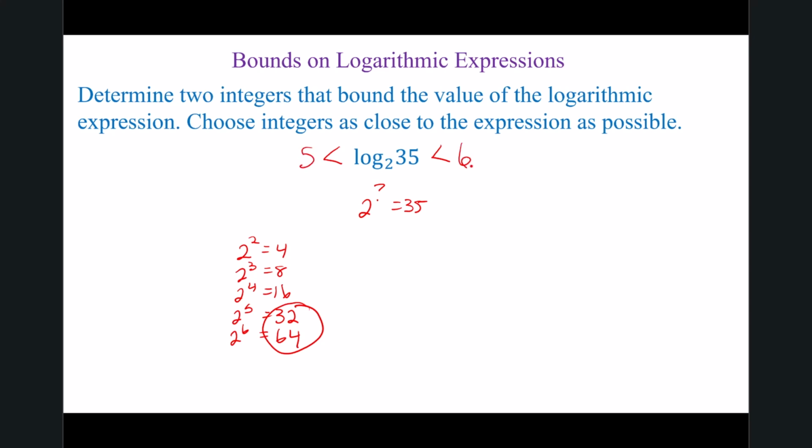So between those two powers, 2 to what power is 35? It has to be bigger than 5 because 2 to the 5th power is only 32. But it can't be bigger than 6 because 2 to the 6th power is 64, and 64 is quite a bit bigger than 35.